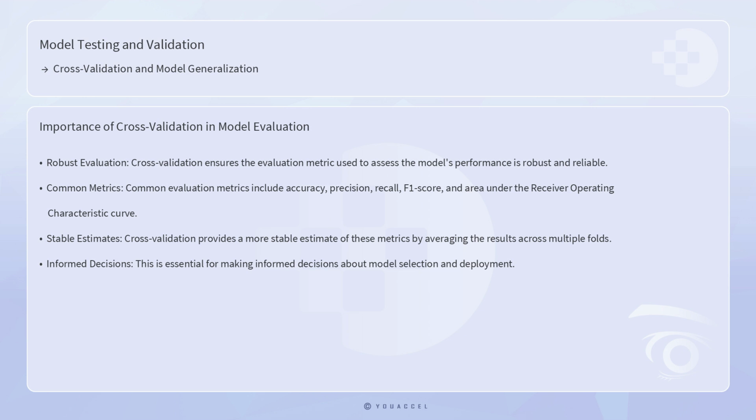Furthermore, cross-validation ensures that the evaluation metric used to assess the model's performance is robust and reliable. Common evaluation metrics include accuracy, precision, recall, F1 score, and area under the receiver operating characteristic curve. Cross-validation provides a more stable estimate of these metrics by averaging the results across multiple folds. This is essential for making informed decisions about model selection and deployment.